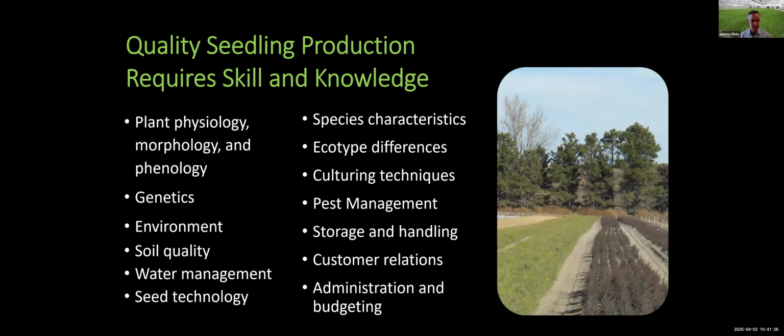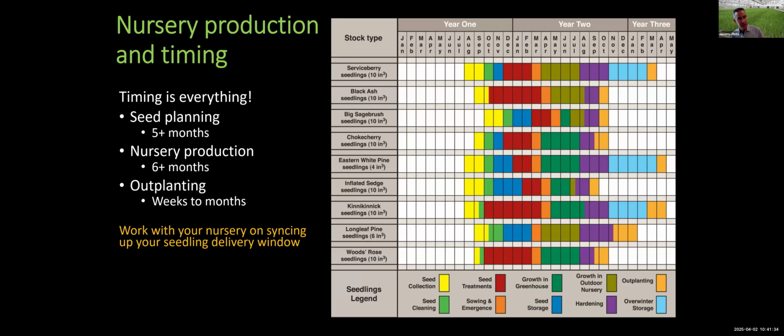We're talking about pest management. We're talking about administration and budgeting that take time away from the production of seedlings. Anyways, nursery production is a pretty complicated thing. There's a lot of skill and knowledge. And I think timing is one of the things I want to emphasize for today's conversation.